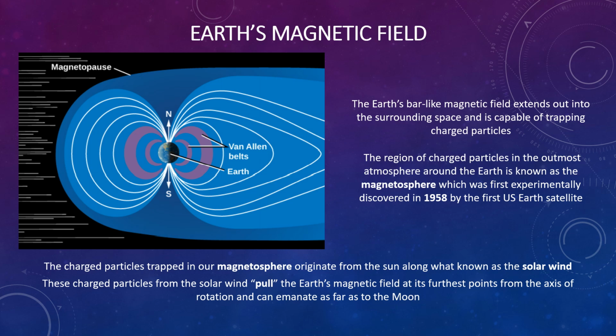These charged particles are trapped in our magnetosphere, and they mostly originate from the sun, from the solar wind. So the sun is constantly sending particles out into space, charged particles like protons and electrons, and this is what we call the solar wind. And these charged particles are attracted to the magnetic field lines on the Earth. Some of them then are pulled along the magnetic field lines, and these are actually what give us aurora.